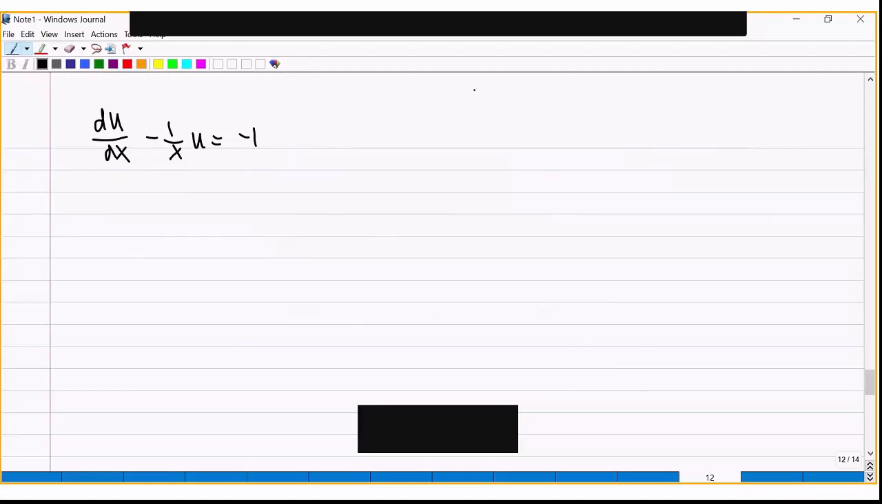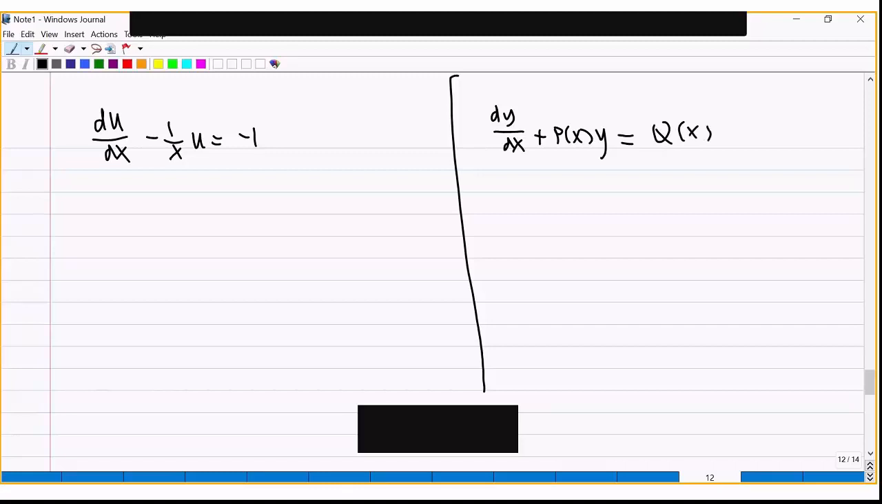Now the standard equation of this is this one, right? dy/dx plus p(x) times y equals q(x). Standard first order linear equation. So by comparison, your y is u now, and p(x) is equal to minus 1 over x, q(x) equal to minus 1.